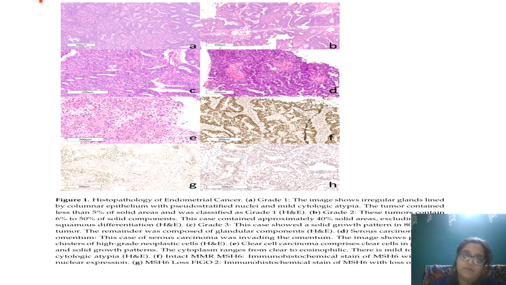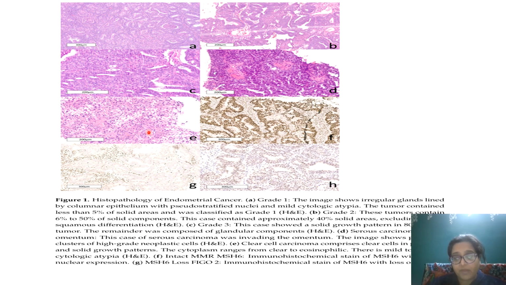So here, the first image is showing irregular glands which are lined by pseudostratified columnar epithelium with mild cytological atypia, and there is almost no solid area. Fine. So this is a grade 1. Grade 2, that is this image, the tumor contains 6 to 50% solid area. By solid area means this: there is a gland, then there is no gland, here there is no gland, here there is no gland, and then there is gland. So the glands fusing and forming a sheet, that is solid area. And as you go higher grade, you see there is diffuse loss of glandular pattern. So this is what the endometrioid carcinoma grading looks like.